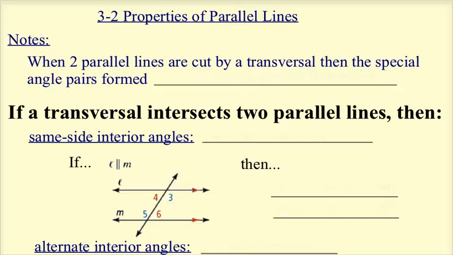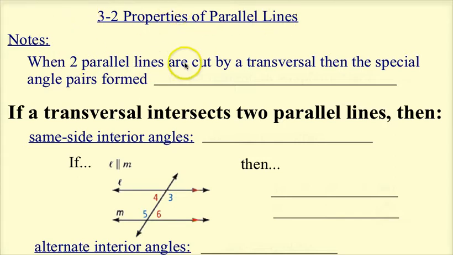This is lesson 3-2, Properties of Parallel Lines. Now we learned yesterday what parallel lines were, and we'd also talked about a transversal and the different types of angles. So we're basically going to just take all those angles and apply them to parallel lines, and there are certain properties that are true.